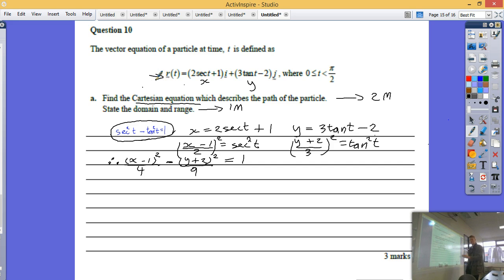And it's going to traverse this path as t ticks on. t might be a parameter representing time. So as time ticks on, the particle is going to move along this path. And this path, if we remember, is a hyperbola.